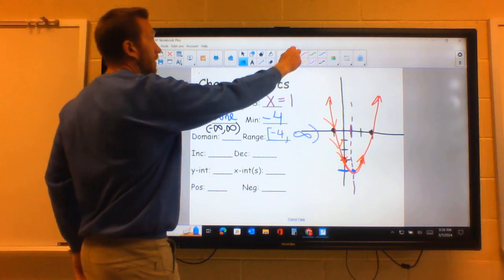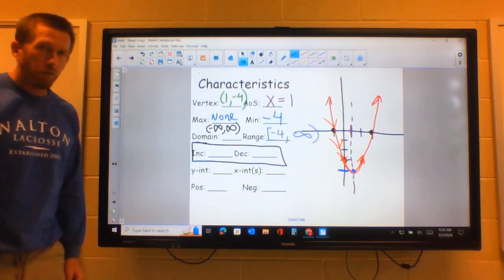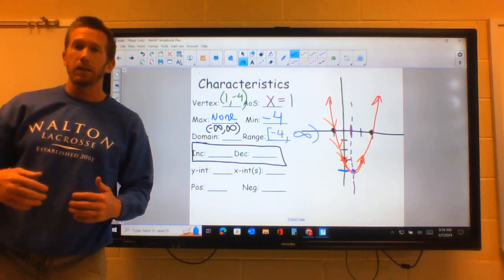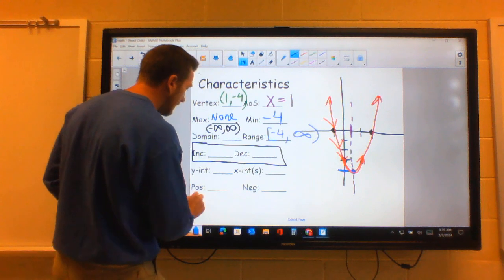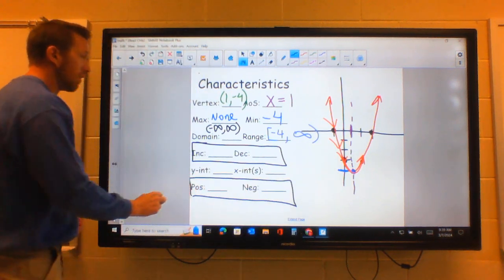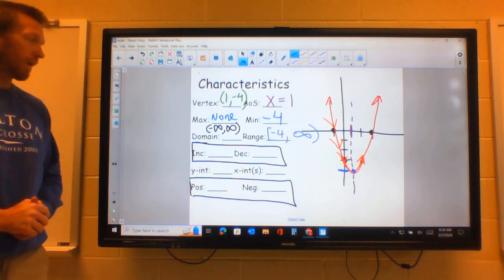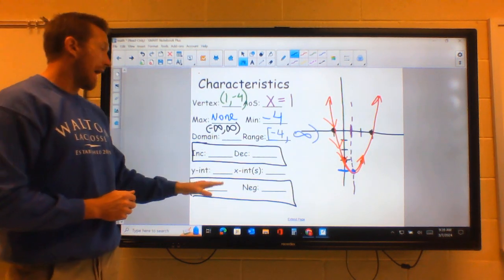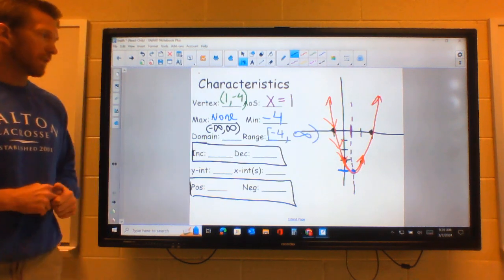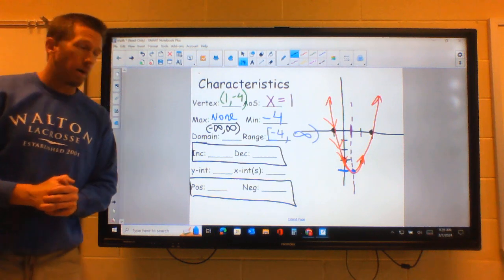Now, I want to talk through our intervals. Our increasing and decreasing intervals, we're looking at x value intervals. Same thing when we talk about positive and negative intervals. We are just looking at x value intervals, okay? So I want to highlight that main point, and we are going to get back to these two. Let me just kind of clean up this board a little bit after we go through maybe our intercepts, okay?